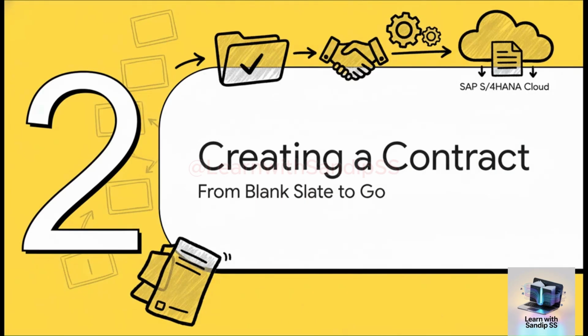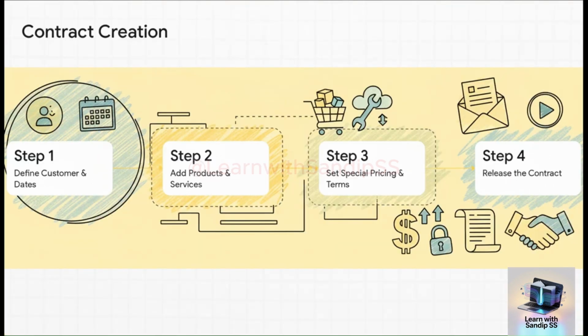Okay, so how do you actually get one of these things set up? You might be thinking it sounds kind of complicated, but honestly, the whole process is designed to be super straightforward. It's all about getting you from zero to a fully working contract fast. It really just boils down to 4 simple steps. First, you tell the system who the customer is and how long the contract is for. Step 2, you add the products and services that are covered. Then, step 3, and this is a big one we're going to come back to, you set any special pricing. And finally, you just release it.